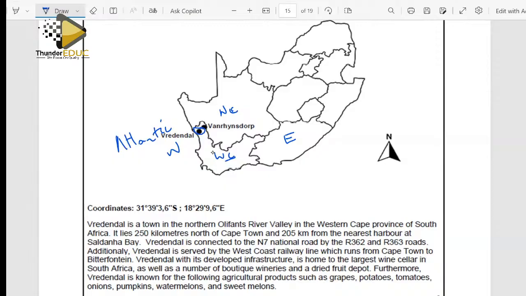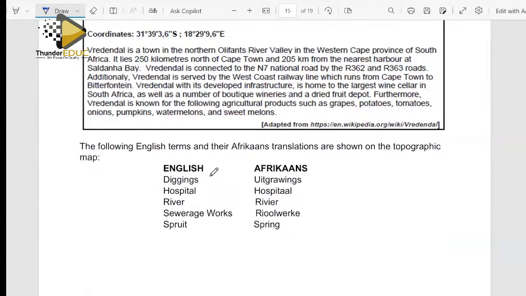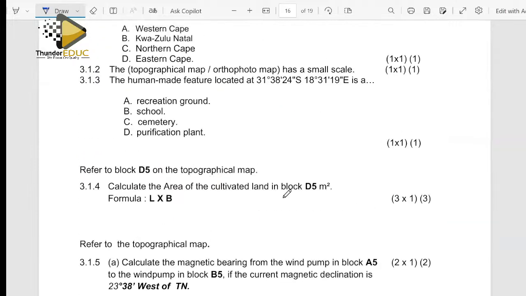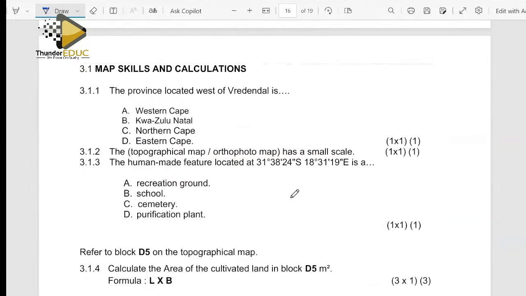The only provinces neighboring the Western Cape are Northern Cape to the east and Eastern Cape to the east. So based on that, we can only give the very same province as the response. The very same province where we find Vredendal is the province to the west of it. So since it's found in the Western Cape, that is the province to the west of it. Right.